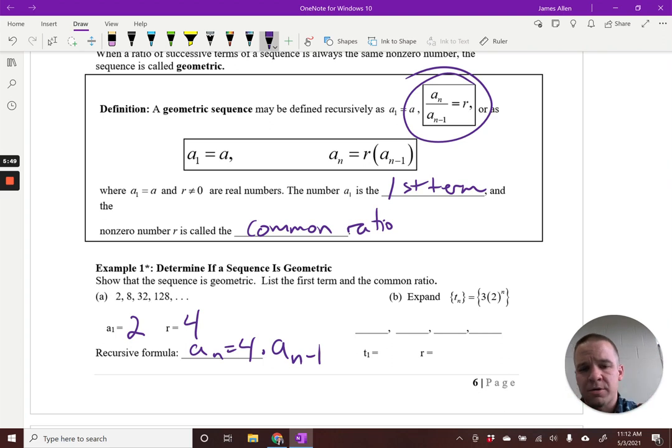But there's our recursive formula, right, where a sub 1 is equal to 2. We already wrote that down, though. Lovely. We're going to multiply that previous term by 4. Next one. Go the other way. You already gave us this.